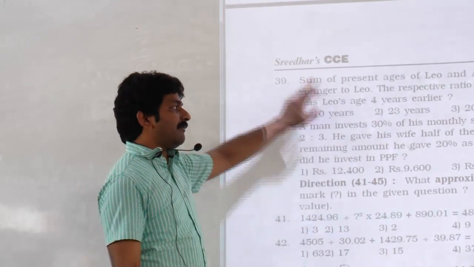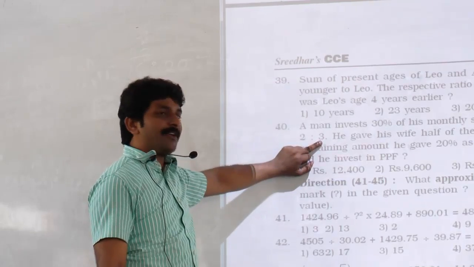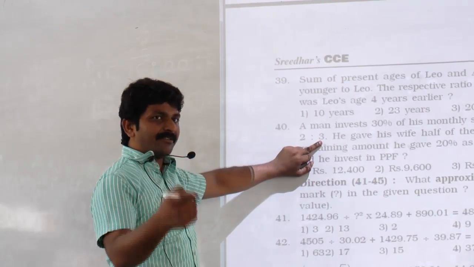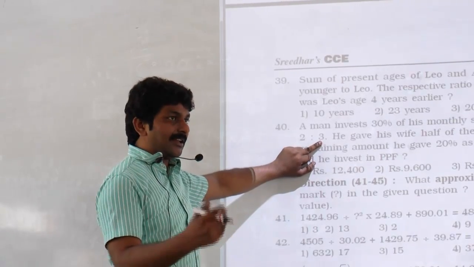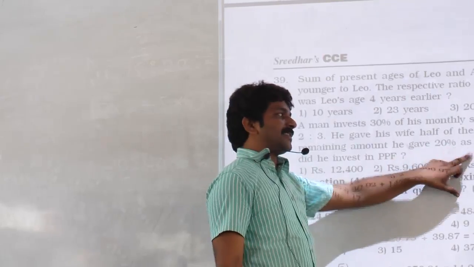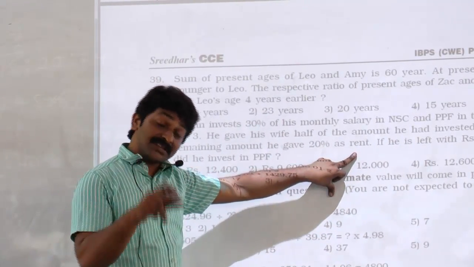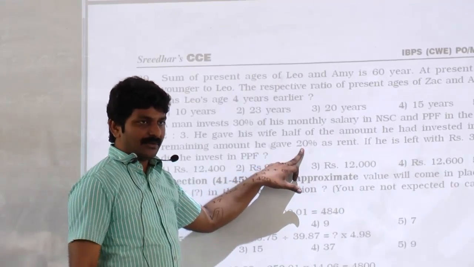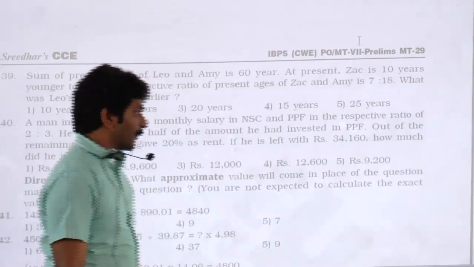Now, he gave his wife half of the amount he invested in PPF. In PPF he invested 18%, half of that is 9%, 9% given to his wife. So total 39% is over. Out of the remaining amount he gave 20% as rent. What is remaining? 61%. And out of 61%, 20% given as rent. And if he is left with 34,160, how much did he invest in PPF?